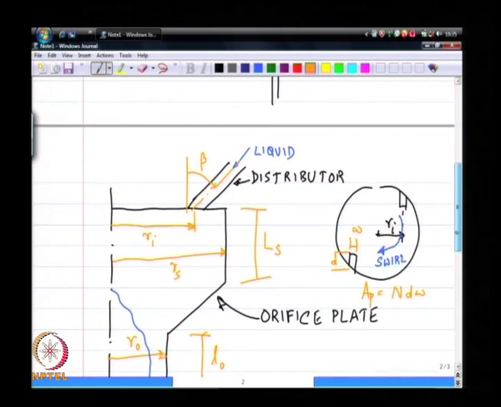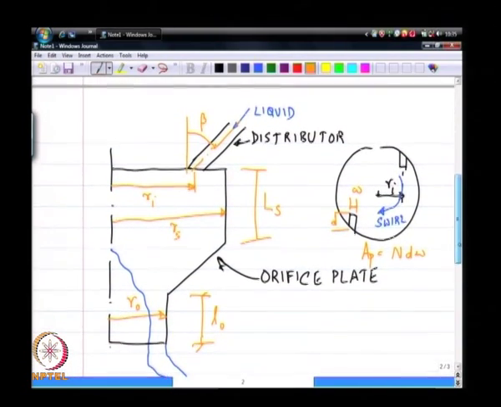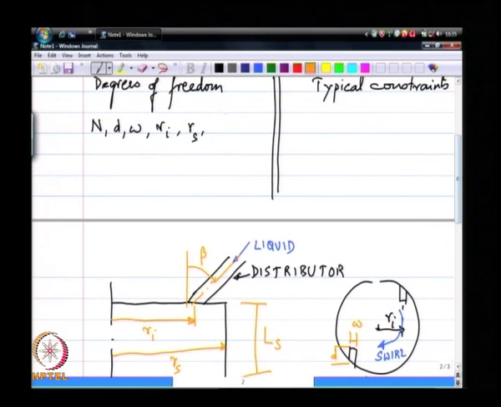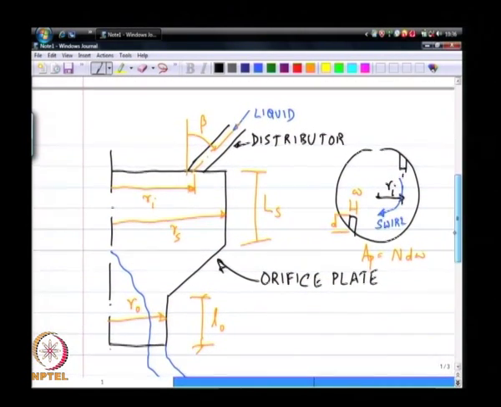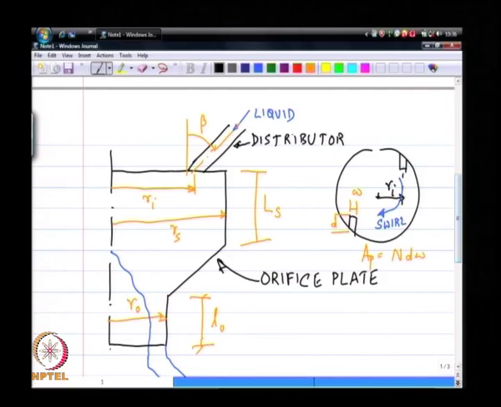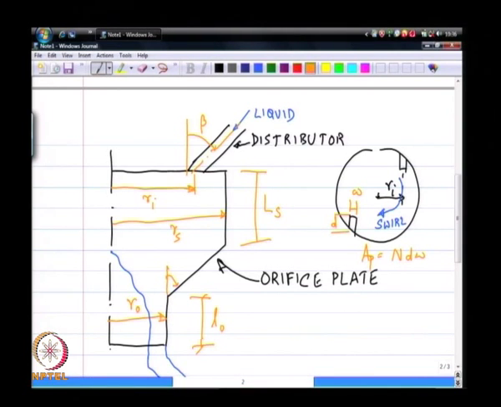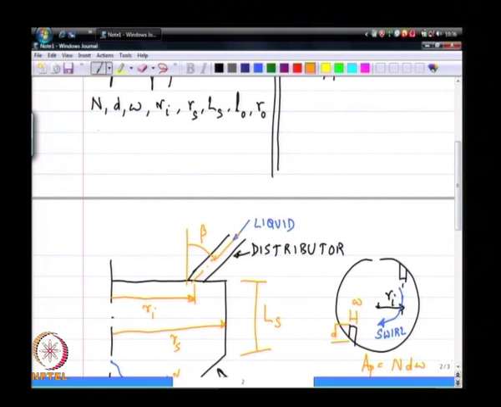So, L S is the length of the swirl chamber, L O is the length of the exit orifice, and of course, R O that I have shown here, which is the radius of the exit orifice. Now, I could also have, let us say, this angle here, alpha, the angle of convergence. These are all parameters that are important.